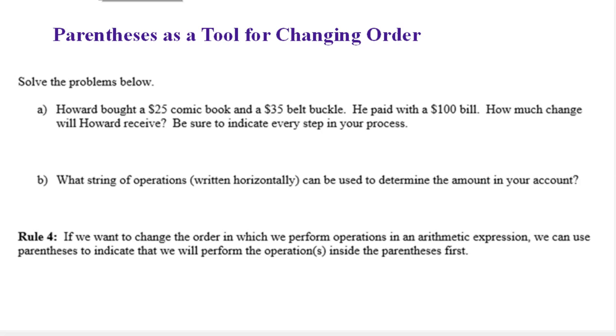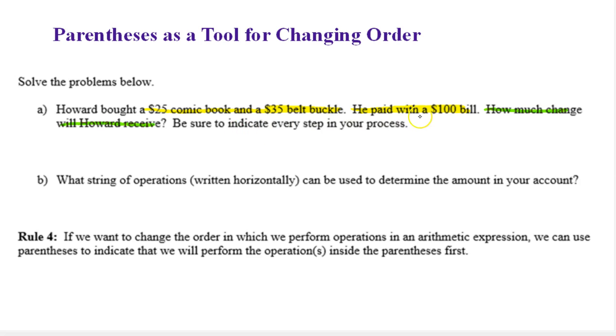Start with our highlighter. Howard bought a $25 comic book and a $35 belt buckle. He paid with a $100 bill. And then here comes our question, our goal. How much change will Howard receive? Be sure to indicate every step in your process.